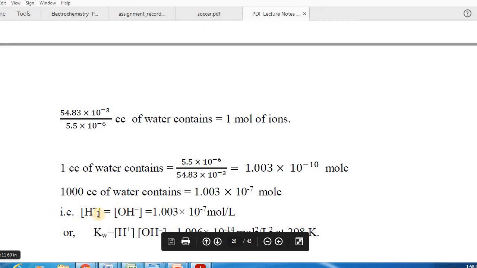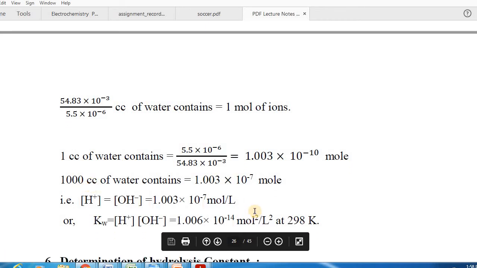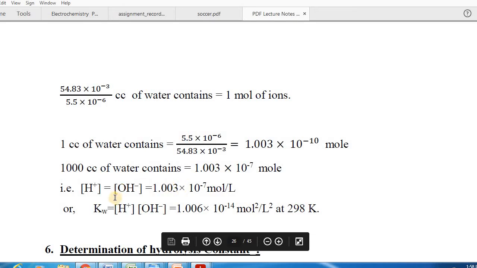So molar concentration of H plus and OH negative can be written as 1.003 into 10 to power minus 7 mole per liter. And the ionic product of water will be equal to product of these molar concentrations. So we will get its value equal to 1.006 into 10 to power minus 14 mole square per liter square at 298 Kelvin. So this is how we have determined the value of Kw from conductance measurement.